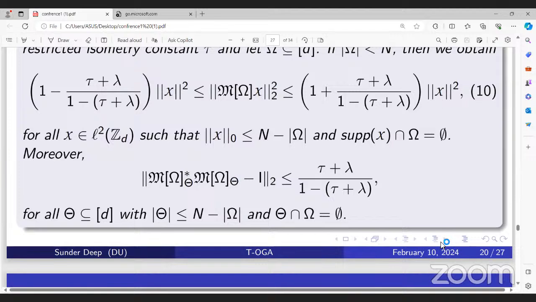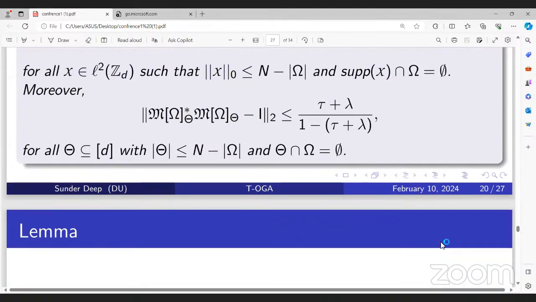Moreover, the norm of the matrix M omega star M omega theta minus I is less than or equal to lambda plus tau upon 1 minus lambda plus tau. And this bound holds for every theta subset of D such that the cardinality of theta is less than n minus the cardinality of omega, and theta and omega are disjoint.